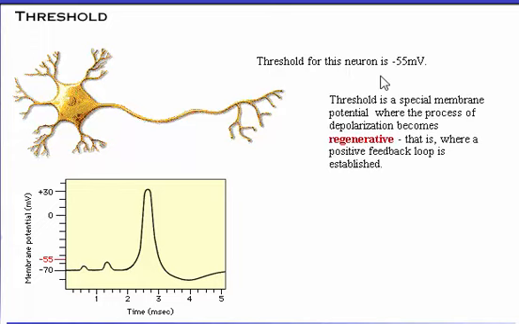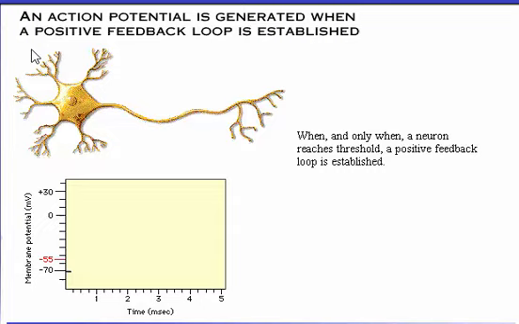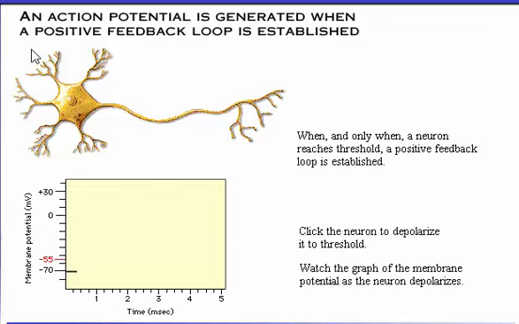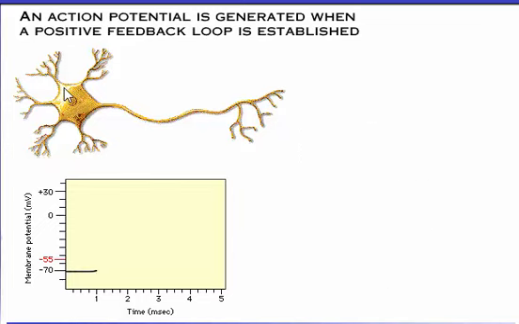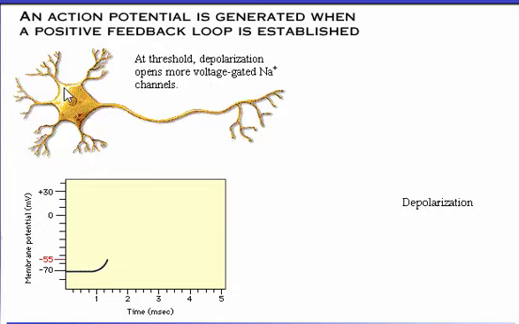Threshold is a special membrane potential where the process of depolarization becomes regenerative, that is, where a positive feedback loop is established. We will study the positive feedback loop on the next page. When and only when a neuron reaches threshold, a positive feedback loop is established. Click the neuron to depolarize it to threshold. At threshold, depolarization opens more voltage-gated sodium channels.